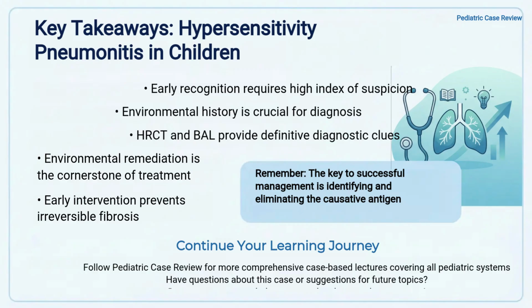And with that, we have reached the end of today's lecture on hypersensitivity pneumonitis in children. Let us quickly review the 5 key takeaways from this session. First, early recognition requires a high index of suspicion, especially in children with recurrent respiratory symptoms. Second, environmental history is crucial. Always ask about bird exposure, mold, and occupational or home triggers. Third, high-resolution computed tomography and bronchoalveolar lavage provide the most definitive diagnostic clues. Fourth, environmental remediation and complete antigen avoidance are the cornerstone of treatment. Fifth, early intervention prevents irreversible pulmonary fibrosis.